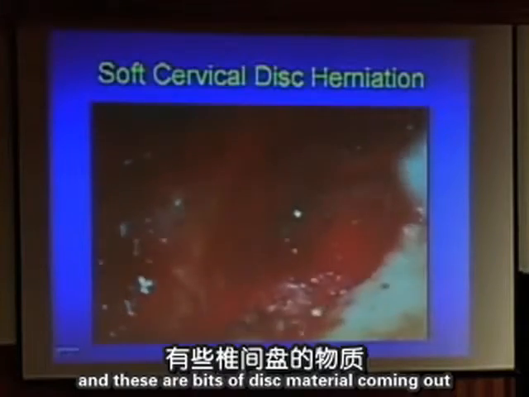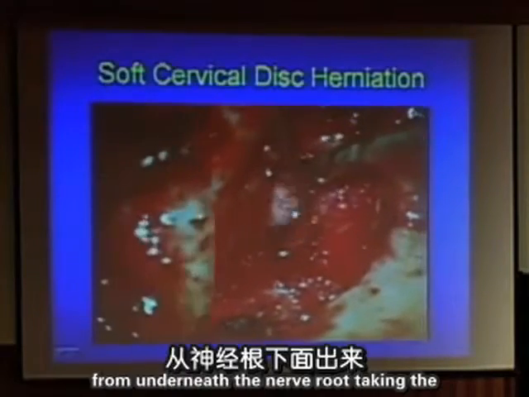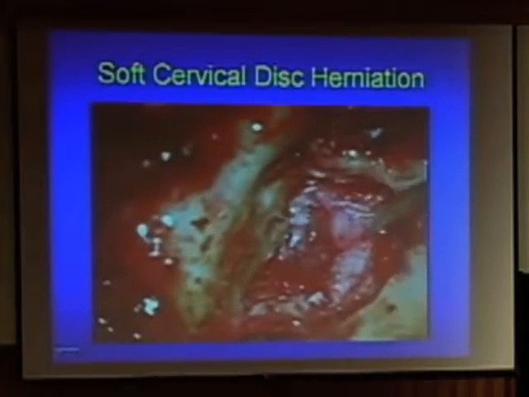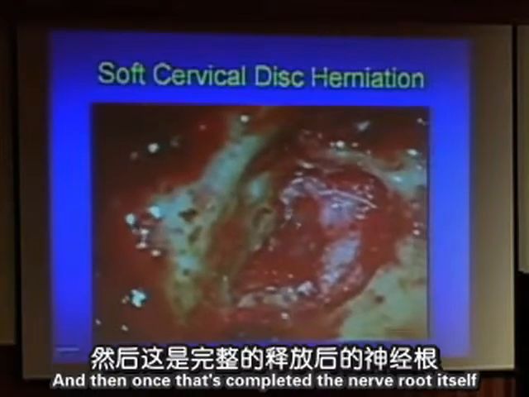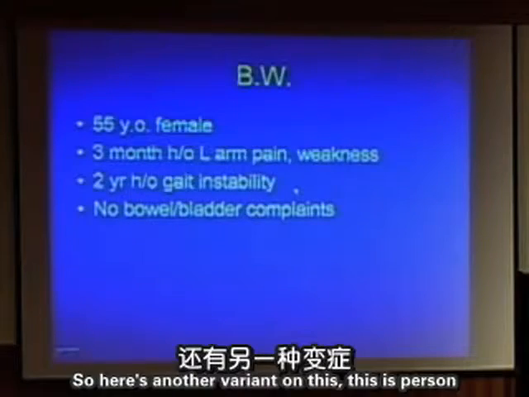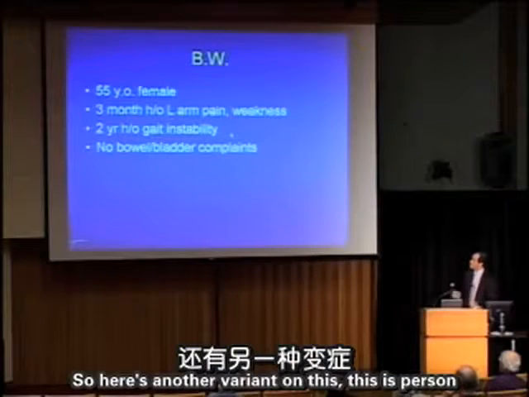And these are bits of disc material coming out from underneath the nerve root, taking the pressure off the nerve root again. And then once that's completed, the nerve root itself is freed and can get out to the arm without seeing significant pressure. So here's another variant on this.